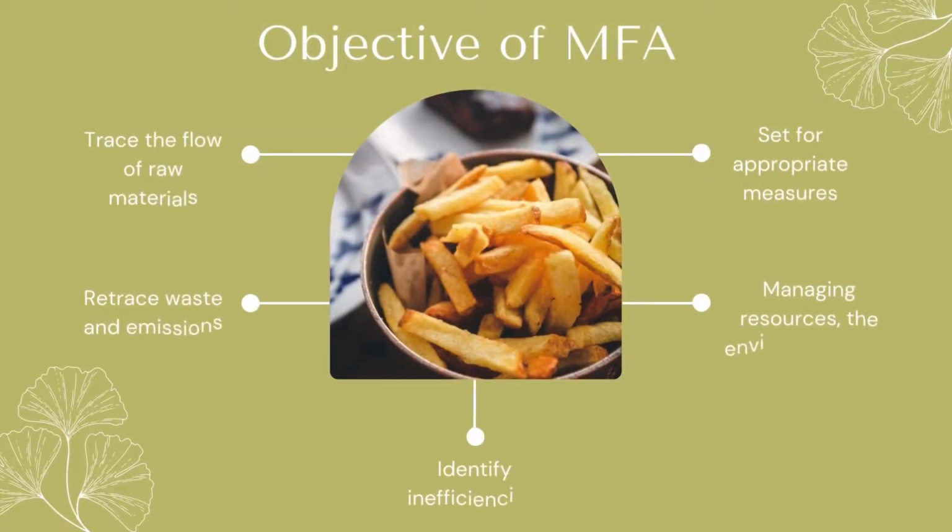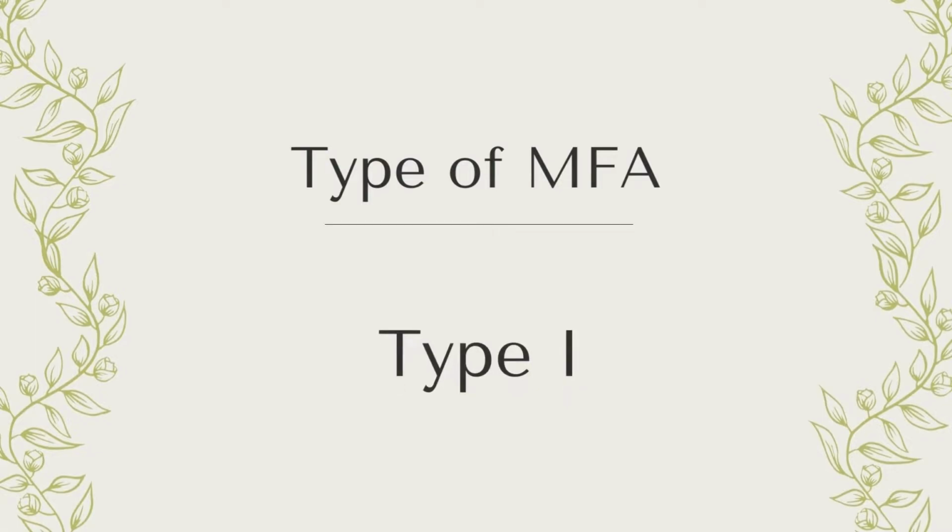So, what are the objectives of MFA? First, it is used to trace the flow of raw materials, to retrace waste and emissions, to set for appropriate measures, to manage resource, the environment and waste, and also to identify inefficiencies. There are two types of MFA, Type 1 and Type 2.